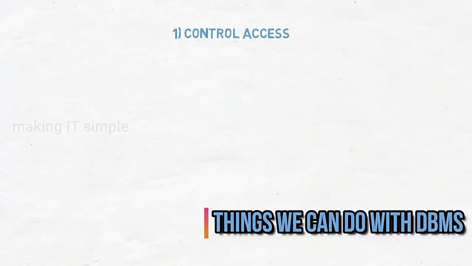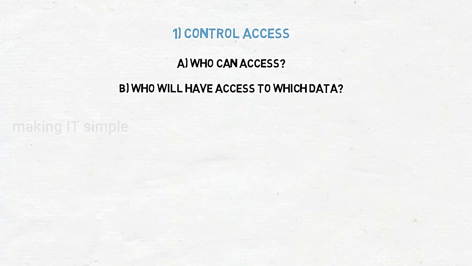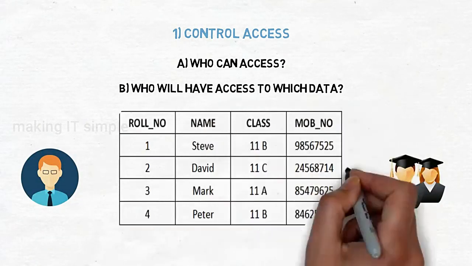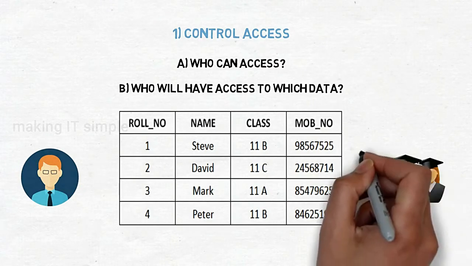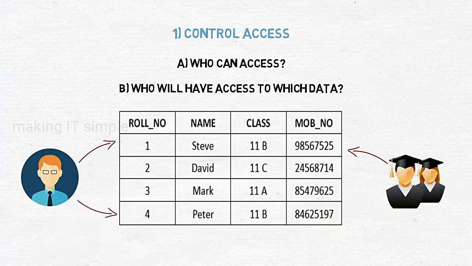Control access. With DBMS we can decide who can access the data and how much of data can someone access. For example, if there is a college database, then each student must have access to only his or her own data. On the other hand, teacher can have access to all students' data. This can be managed through DBMS.